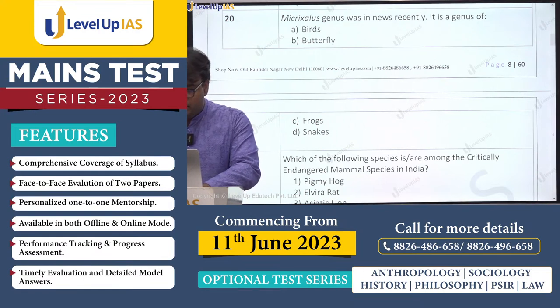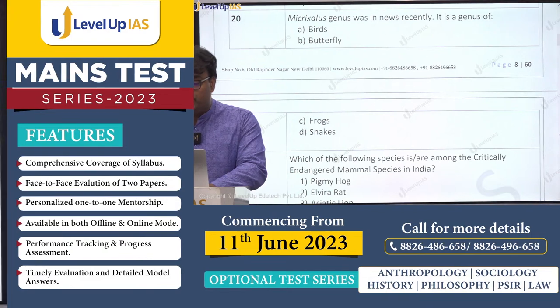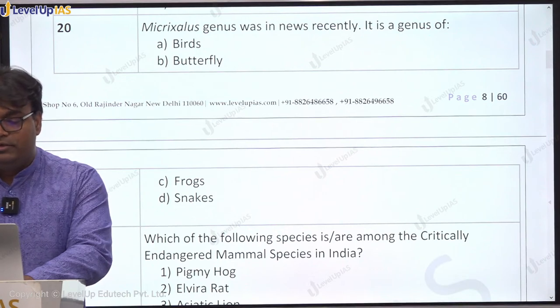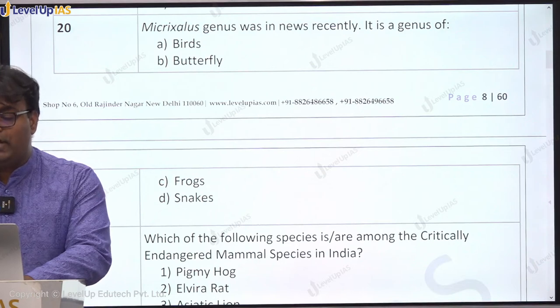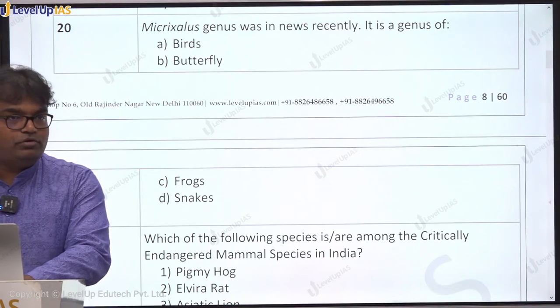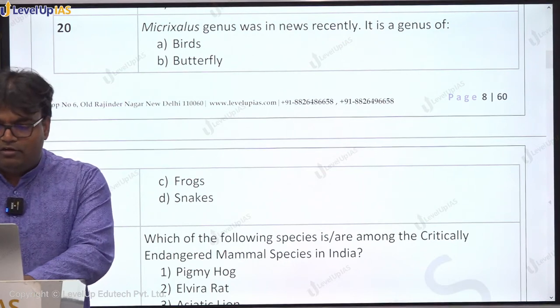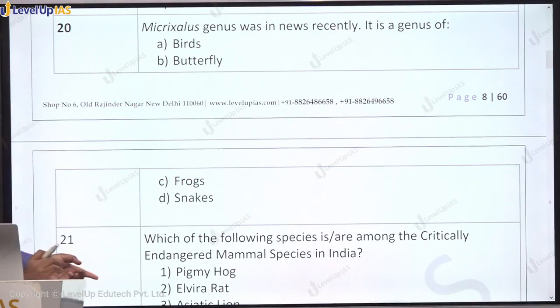So, it's a genus of frogs that are endemic to the Western Ghats. Isme, in Micrixalus saxicola, they are popularly known as dancing frogs due to their peculiar habit of waving their feet to attract females during their breeding season. In 2022, the white-cheeked dancing frog was added in the IUCN Red List, and for this reason, it was in news. Ye aapke notes mein hai already. Just while revising, focus on that. So, ye naam news mein tha. This genus is of frog. Okay, let's go to 21.